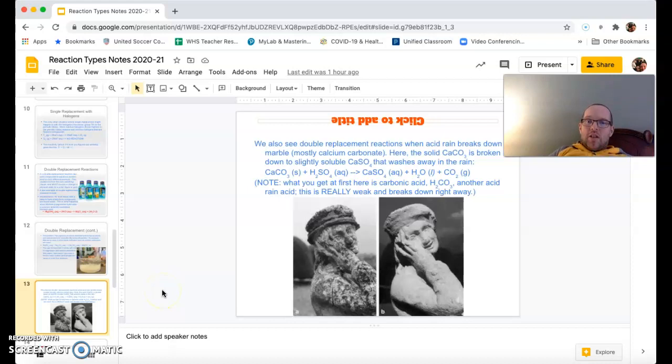So we see double replacement reactions when acid rain breaks down marble as well. Here we see a marble statue that's been broken down over the years by acid rain. And acid rain is another product of a double replacement reaction. So we have calcium carbonate, which in this case is solid, and it reacts with sulfuric acid, which is produced when certain things dissolve in water that are produced in factories. And it produces this soluble substance that causes the calcium carbonate or the marble to wear away.